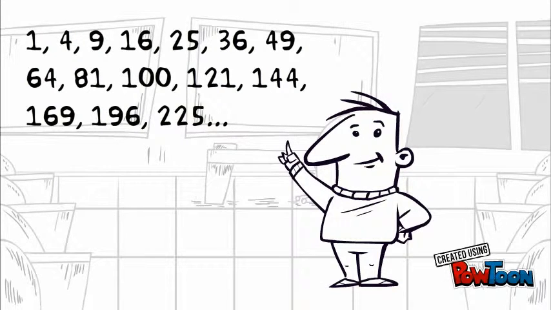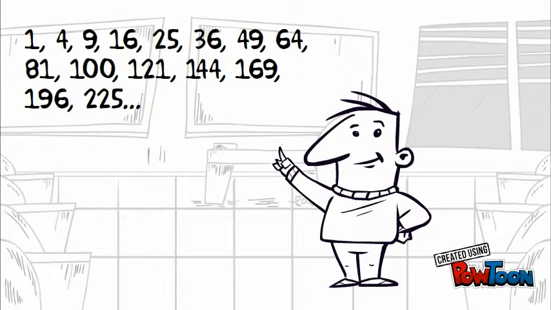So 1, 4, 9, 16, 25, 36, 49, 64, 81, 100, 121, 144, 169, 196, and 225. Knowing these perfect squares will make your life a lot easier when you are trying to factor with difference of perfect squares.